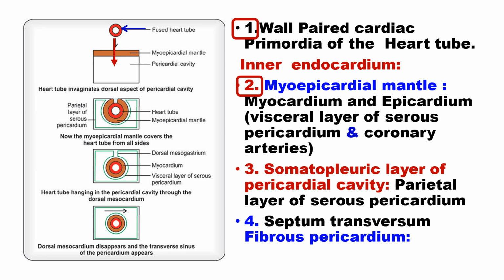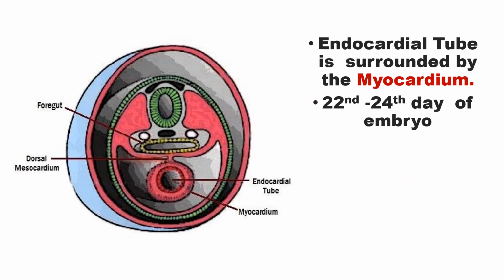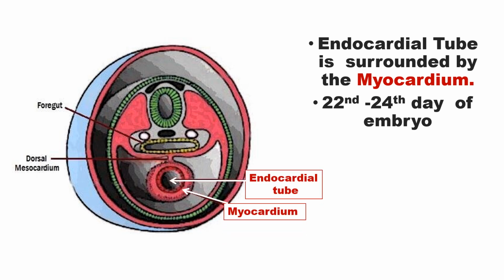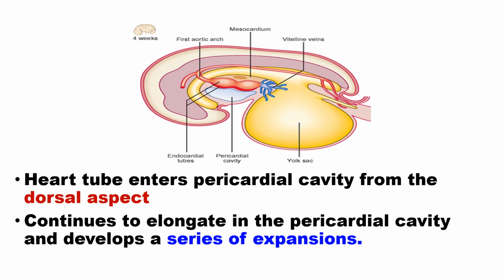The myoepicardial mantle, which surrounds the heart tube, forms the myocardium and the visceral layer of serous pericardium. The somatopleuric layer of the pericardial cavity forms the parietal layer of serous pericardium. The septum transversum forms the fibrous pericardium. The endocardial heart tube is surrounded by the myocardium by the 22nd to 24th day.